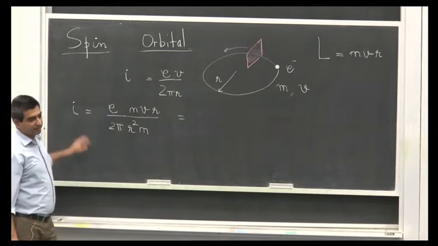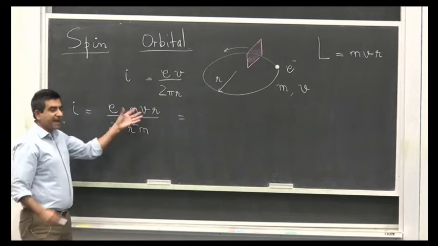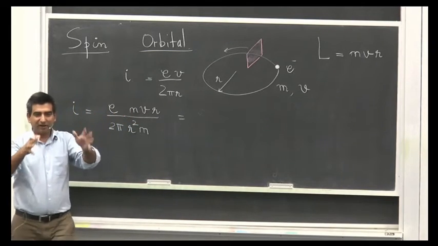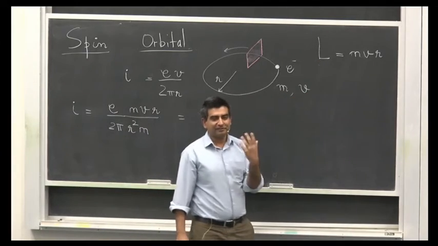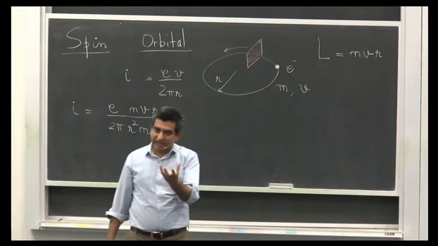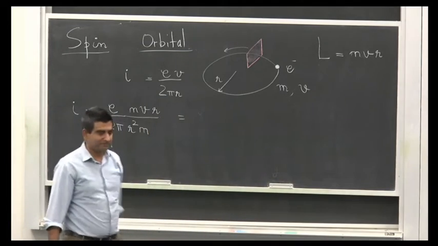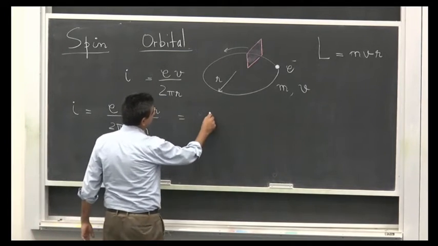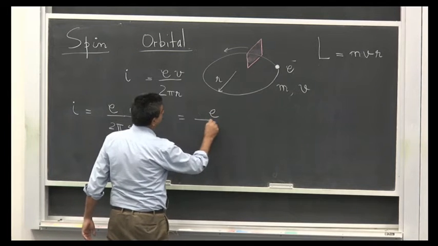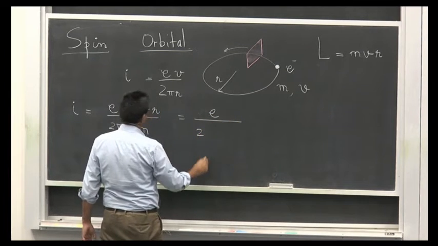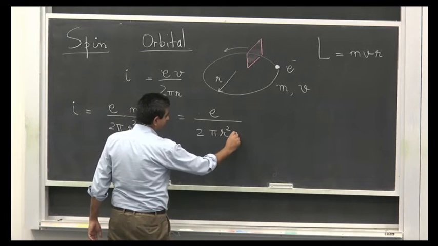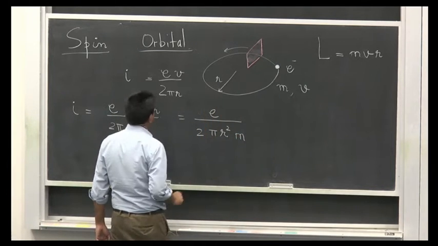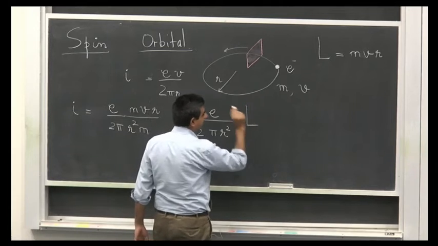I is the electric current. Now this bunch of MVR is simply a mechanical constant of motion. It's a mechanical quantity, angular momentum. So I have e over 2 pi r squared m, or L.